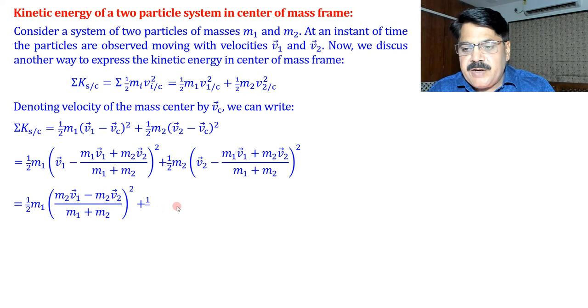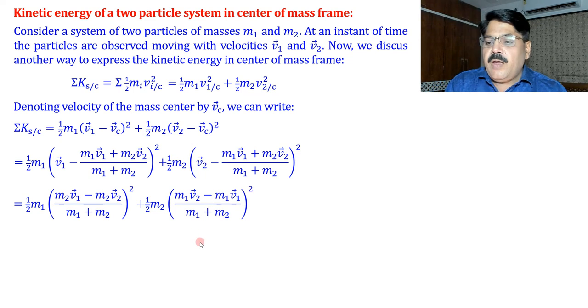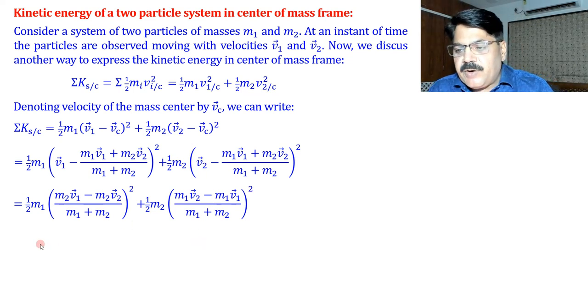Similarly for the second term, half m2. What you get? m1 v2 vector minus m1 v1 vector upon m1 plus m2. I will leave this verification on you. And one thing here: we can take m2 common here, m1 common here. So in the bracket what is remaining? v1 minus v2. Here v2 minus v1.